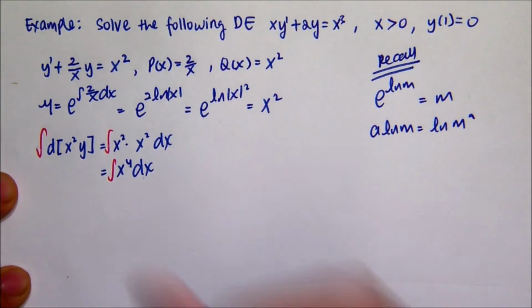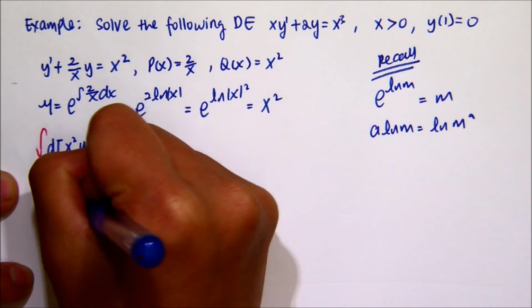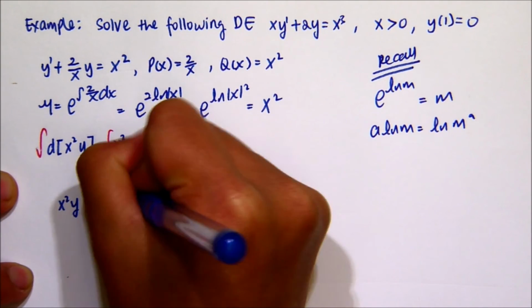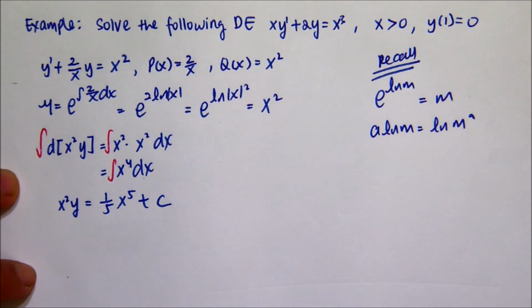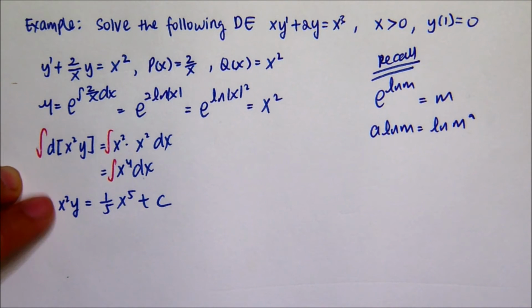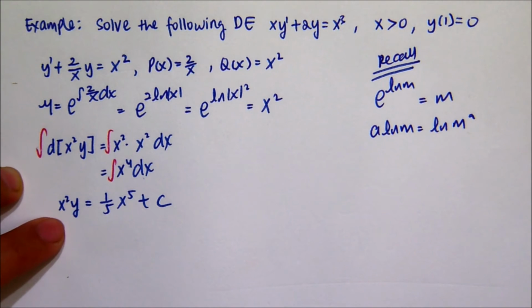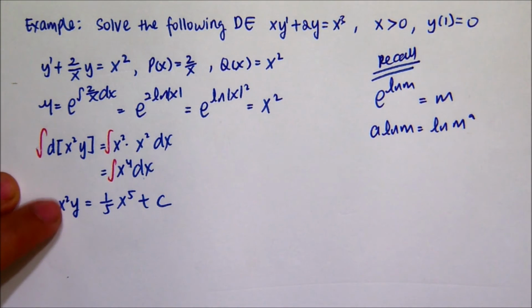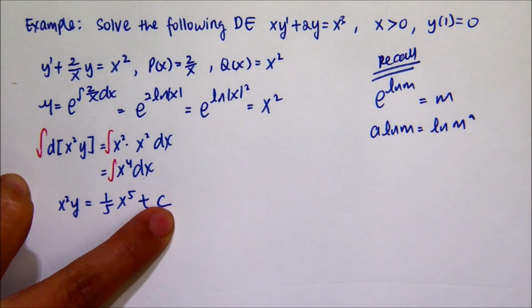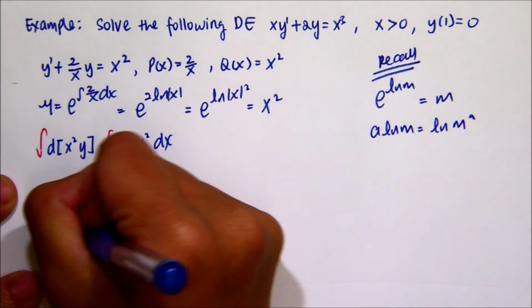So in this case, what you have is x squared y equals 1 over 5 x to the power 5 plus c. You can isolate your y at this location during this step here, or you can apply the initial conditions to solve for c first. I'll apply it right here because it's easy to isolate c right here.